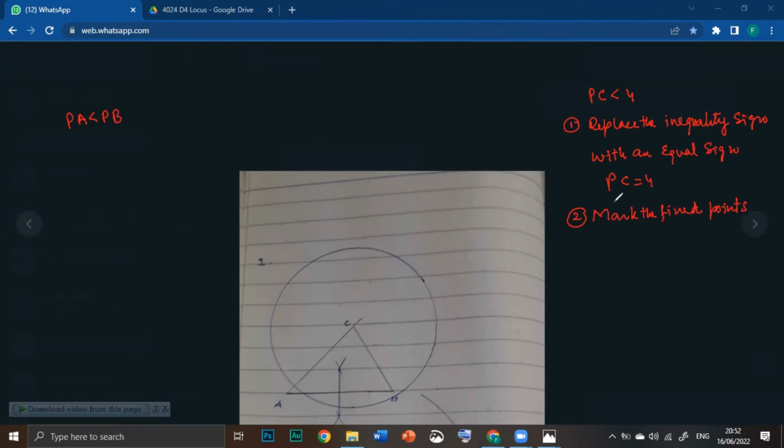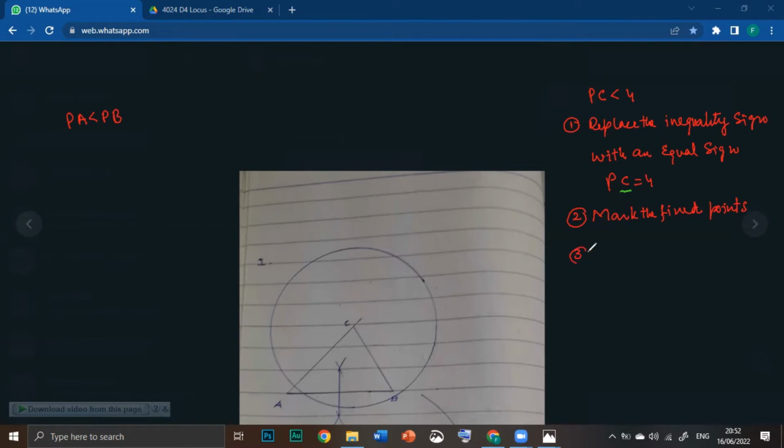Now, which one is fixed? P is fixed or C is fixed? Sir, C. C is fixed. As you can see, ABC are fixed points. So C is a fixed point. We have marked C. Now we will think about the locus of this PC is equal to 4.